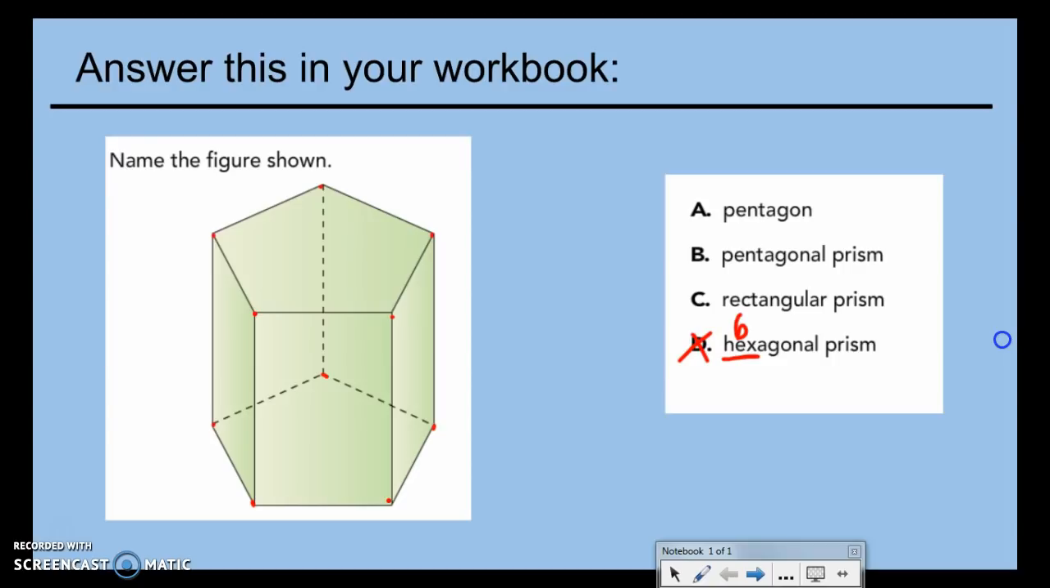Rectangular prism. Now you're looking at one of the bases, you're not looking at one of the lateral sides. So you're not going to be looking here. Although it has rectangular sides, you're not looking at the sides, you're looking at the bases. Okay, so rectangular prism is out. It's either a pentagon or pentagonal prism. And even though we just said prism 18 times, I really hope you can realize that this is a prism.